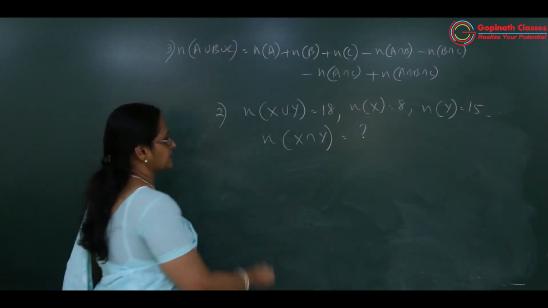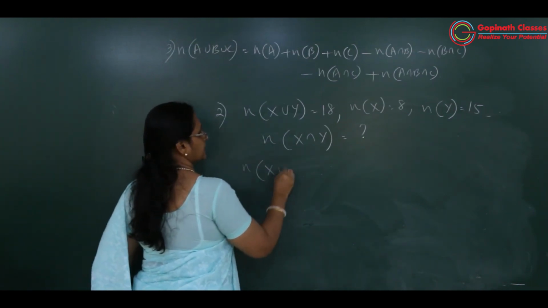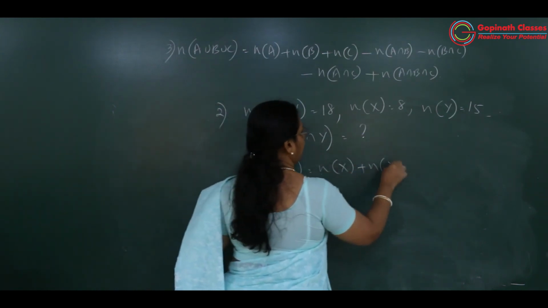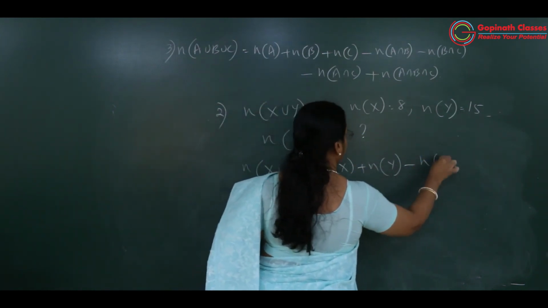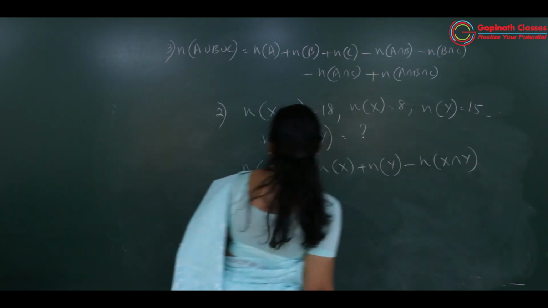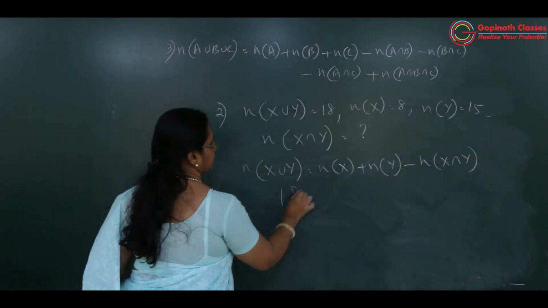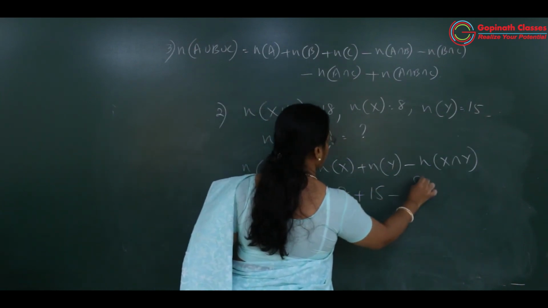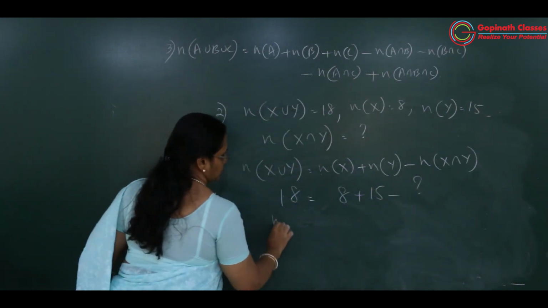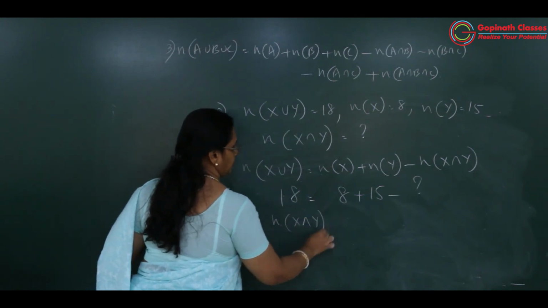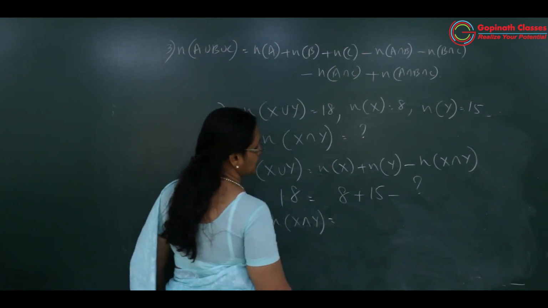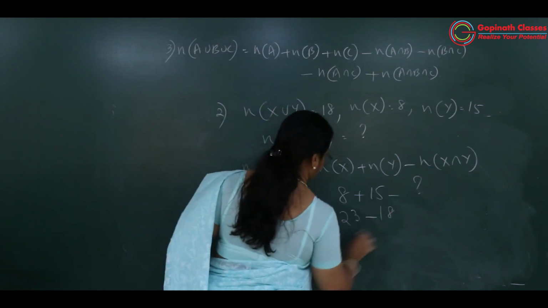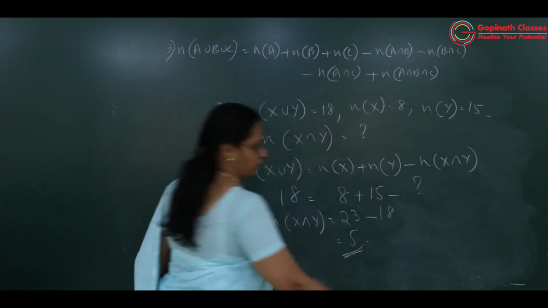Just like the previous one, we'll write the formula. n(X union Y) is equal to n(X) plus n(Y) minus n(X intersection Y). Whatever is given, we'll write: 18 is 8 plus 15 minus question mark. So n(X intersection Y) is equal to 8 plus 15 is 23, minus 18. Answer is 5.